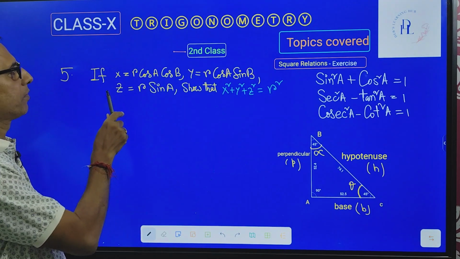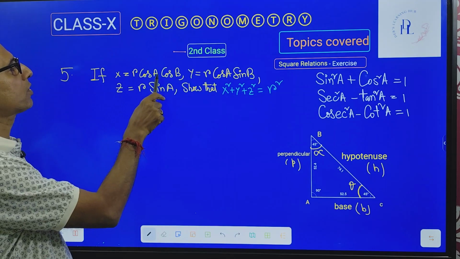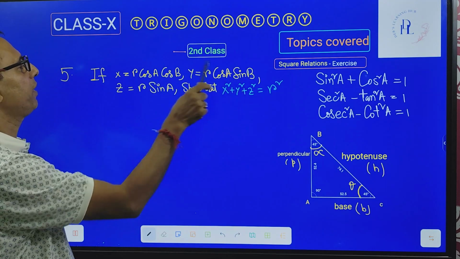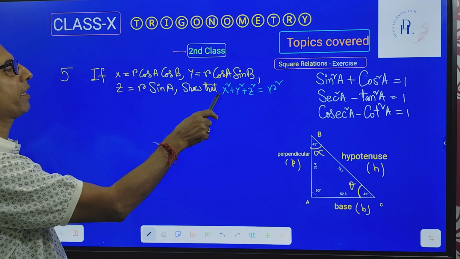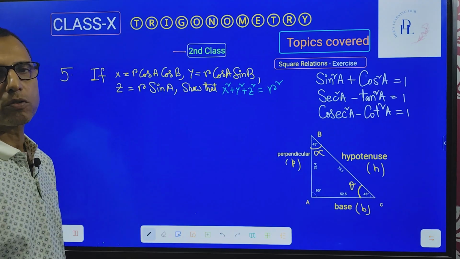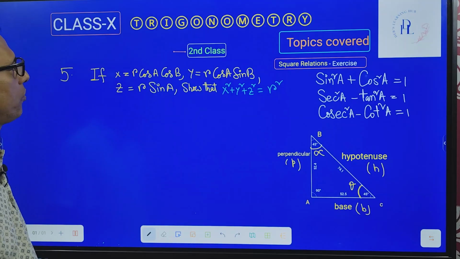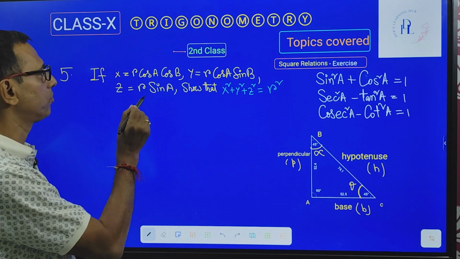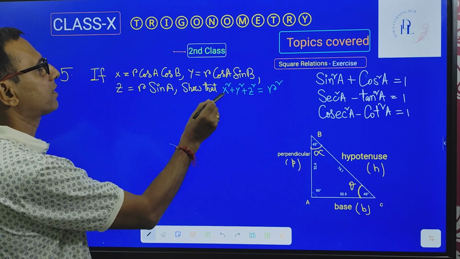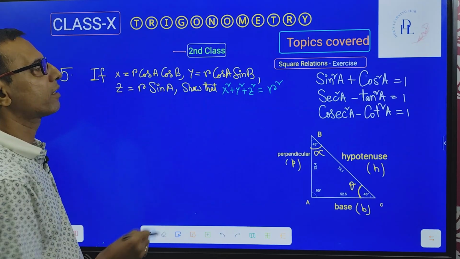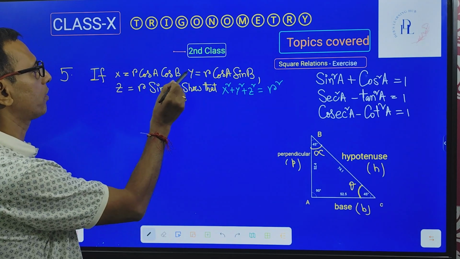Problem number 5. If x equals to r cos a cos b, y equals to r cos a sin b, and z equals to r sin a, so that x square plus y square plus z square equals to r square. Just look into this problem. I am not writing it out. Okay, you can do it on your own. Just I am guiding you. So x square, y square, z square. You make square for all these x square, y square, z square.